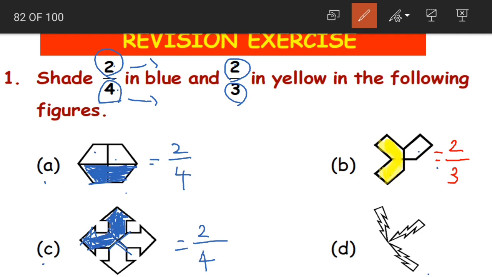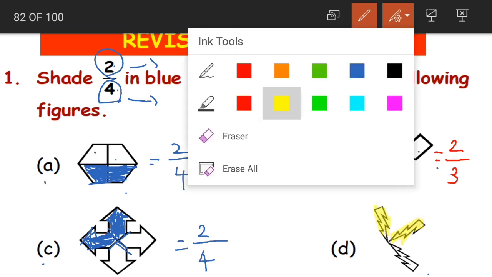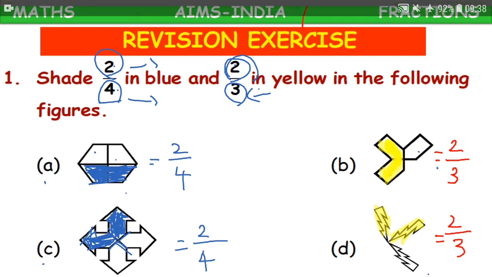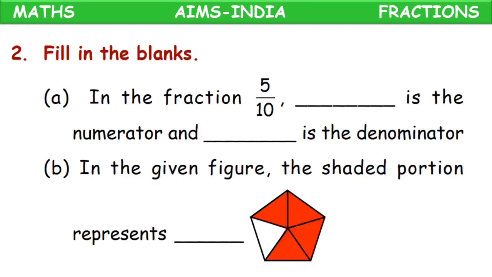Next, question D. Here we are having 3 shapes. Yes or no? We are having 3 shapes. Now out of 3, what should you do? You should shade 2 in yellow. So again, yellow 1, 2. So we have shaded 2 shapes out of 3 in yellow. So this will represent our fraction 2 by 3. Understood, children? Yes. Coming to the next one.